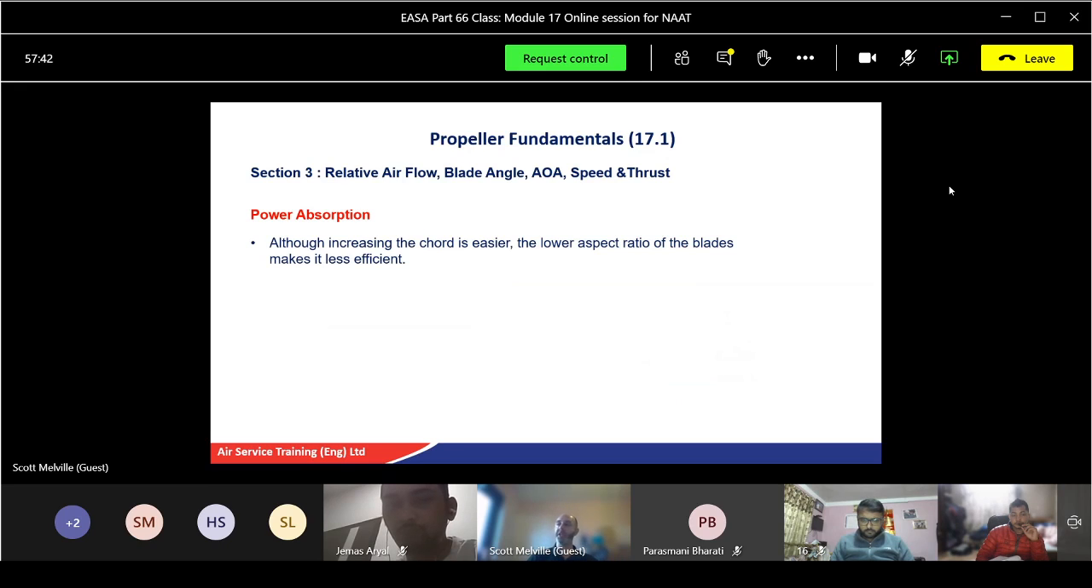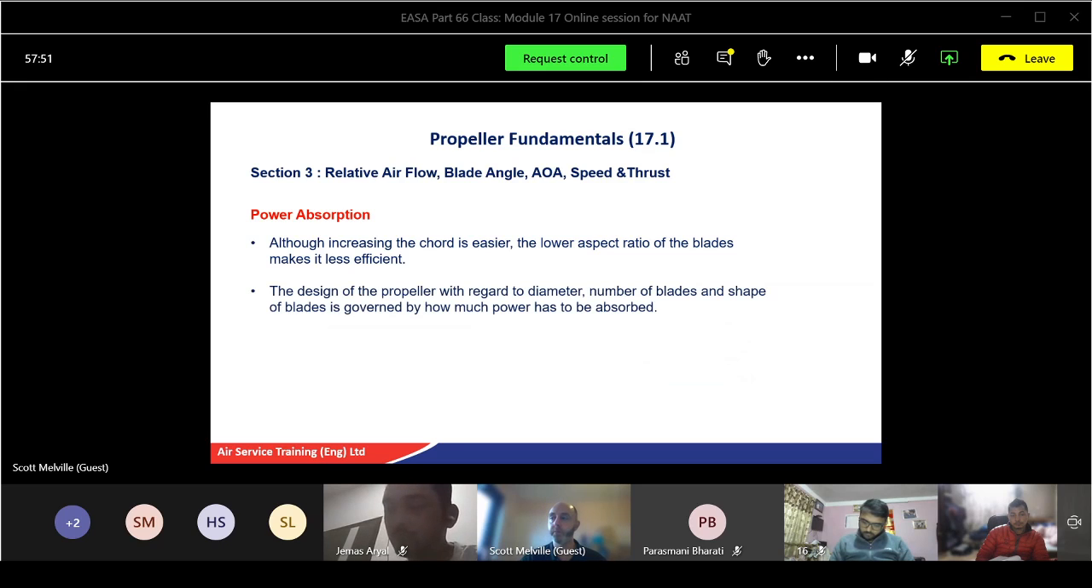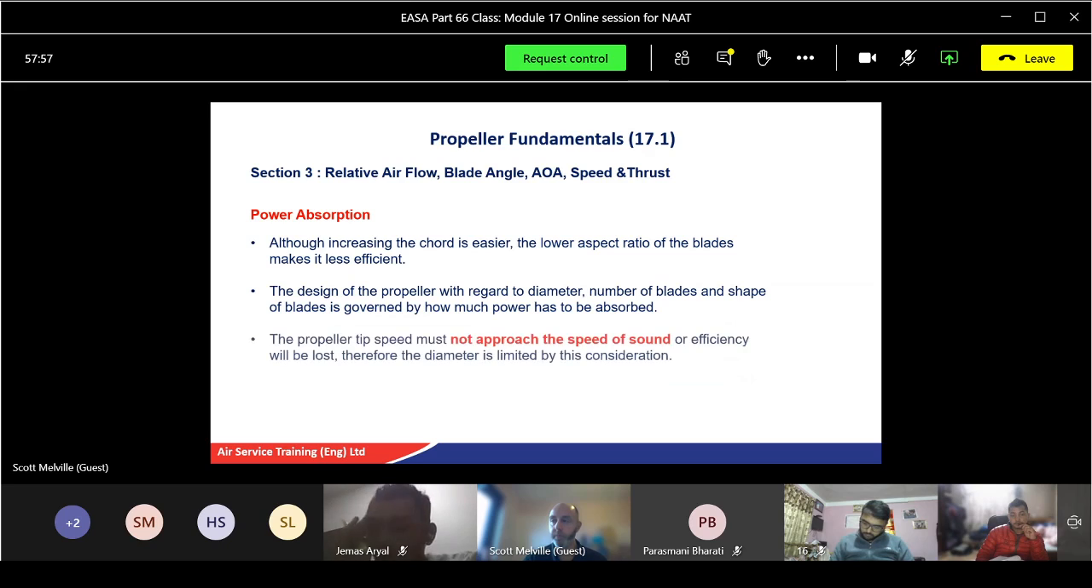Again, increasing the chord is easier, but the lower aspect ratio of the blades makes it less efficient. Remember, go back to module 8, high aspect ratio, low aspect ratio. The design of the propeller, with diameter, number of blades and shape, is governed, again, by how much power you can absorb. And the propeller tip speed must not approach the speed of sound, or efficiency will be lost. I wouldn't worry about efficiency. If your propeller goes to the speed of sound, it's going to break up. You'll get shock waves. Propellers do not like shock waves, and they will end up breaking up.